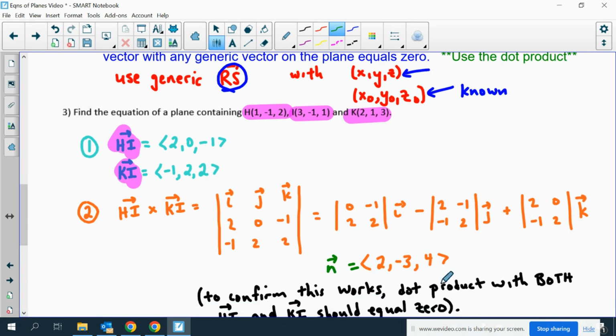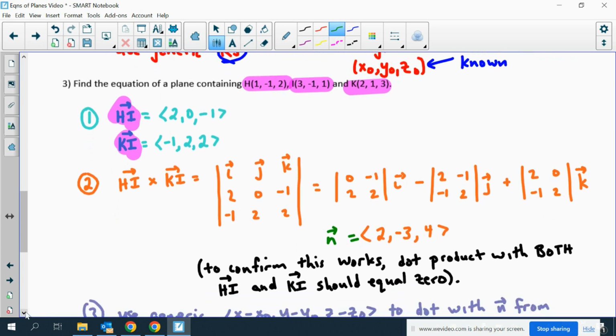You can confirm this works by doing the dot product with both of your original vectors. We already did that in the last video, but I did it in my head, and I know that the answer is 0 for both, so I know that this is a normal vector to the plane.